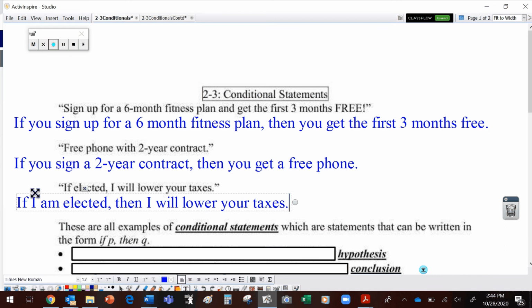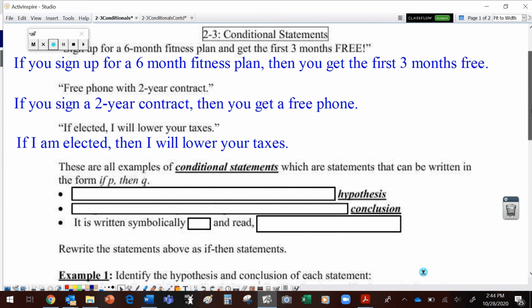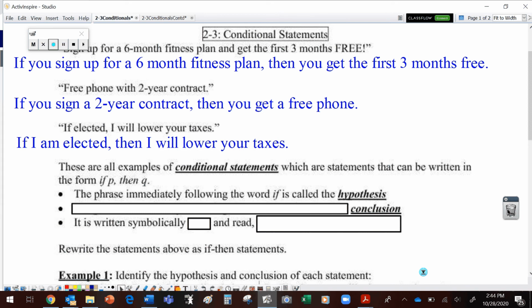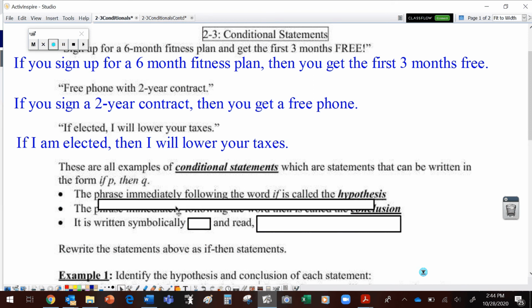Okay, so now each of these statements is written, if one thing happens, then another thing will happen. That's basically the format for a conditional statement. Now, in each of these conditional statements, I've been saying there is a condition that has to be satisfied and something else that will happen. We have some special words for those. The part that immediately follows the word if is called a hypothesis. That's the thing that needs to be satisfied. Then we have what follows the then word, and that's the conclusion. So the hypothesis is the condition that has to be satisfied. The conclusion is what happens if that hypothesis is satisfied.